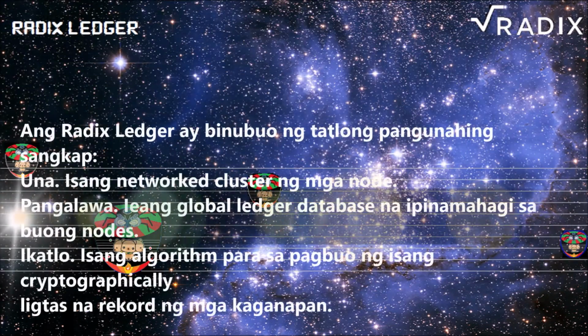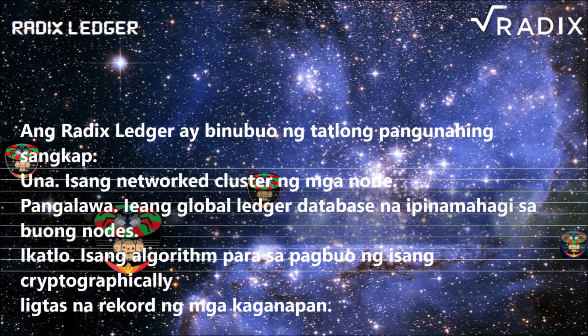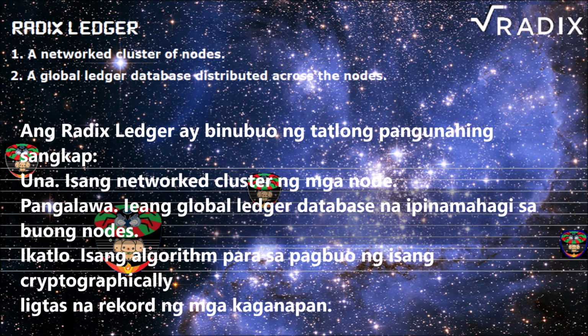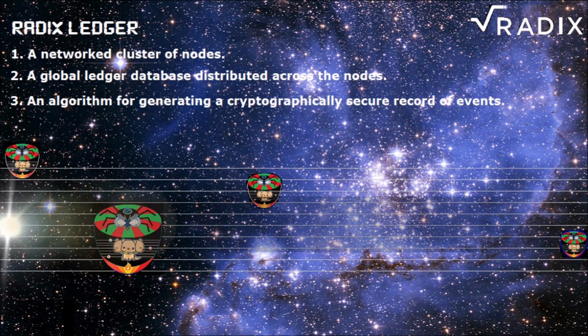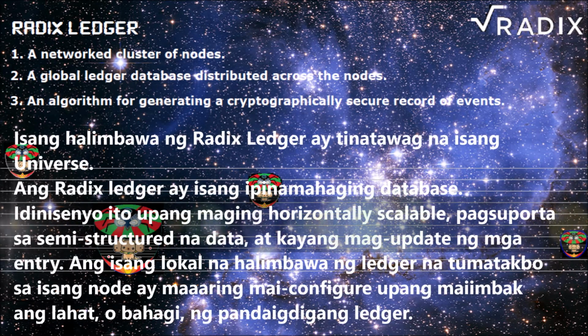The Radix ledger consists of three fundamental components. First, a networked cluster of nodes. Second, a global ledger database distributed across the nodes. Third, an algorithm for generating a cryptographically secure record of events. An instance of Radix ledger is called a universe.